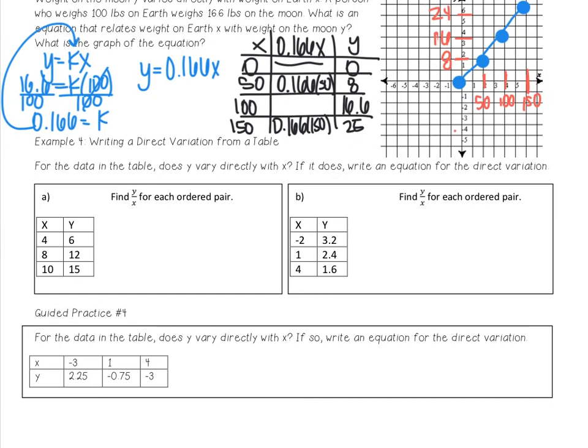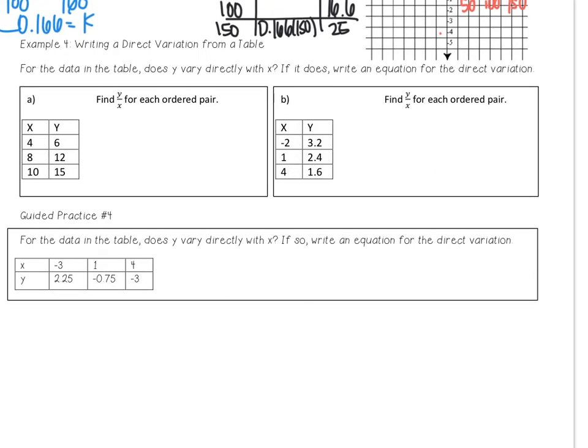All right, example 4, last example, writing a direct variation from a table. The question says, for the data, does y vary directly with x? If it does, write an equation for the direct variation. When you're using a table, since your equation is y equals kx, k is going to equal y divided by x. So what we're going to do all the way down is we're going to do y divided by x.